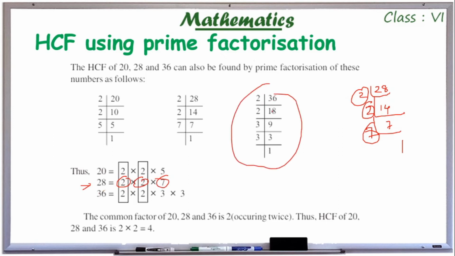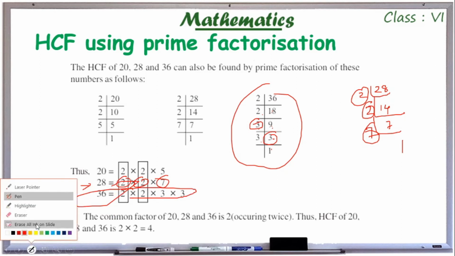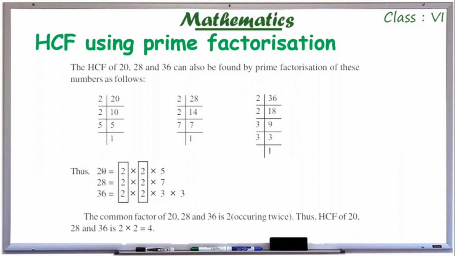36 by 2 is 18, 18 by 2 is equal to 9, 9 by 3. Since 9 is an odd number, also a multiple of 3, I have to divide it by 3. So the answer is 3, 3 by 3 is equal to 1. So like this I have to prime factorize. And while prime factorizing, I will get the answer 2 into 2 into 3 into 3. So I prime factorized these 3 numbers. That is the first step. 2 into 2 into 5, 2 into 2 into 7, and 2 into 2 into 3 into 3.